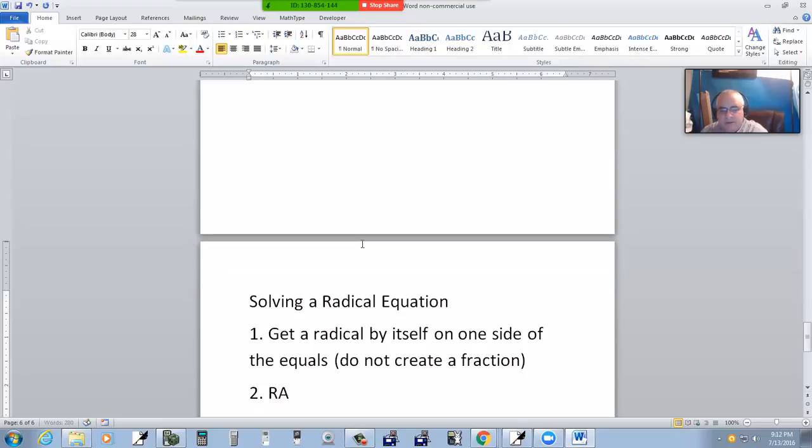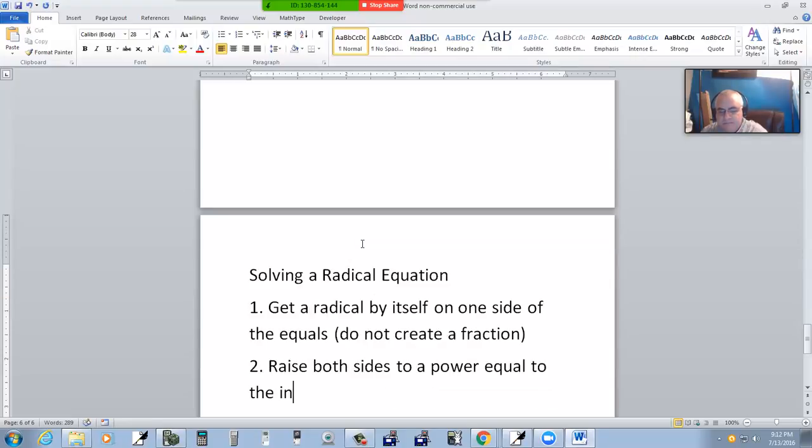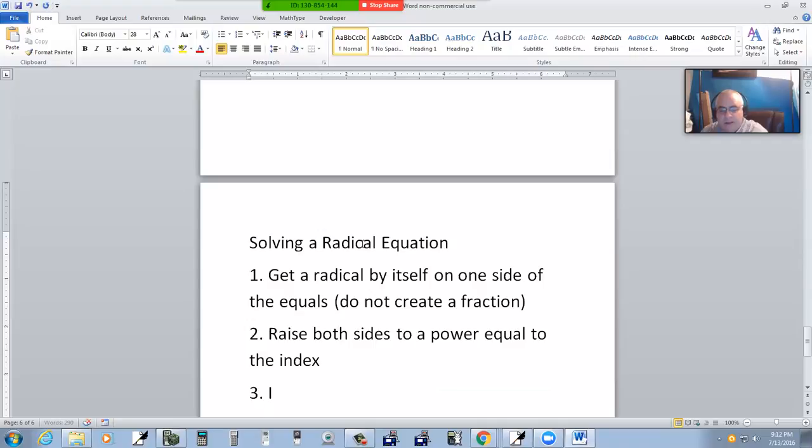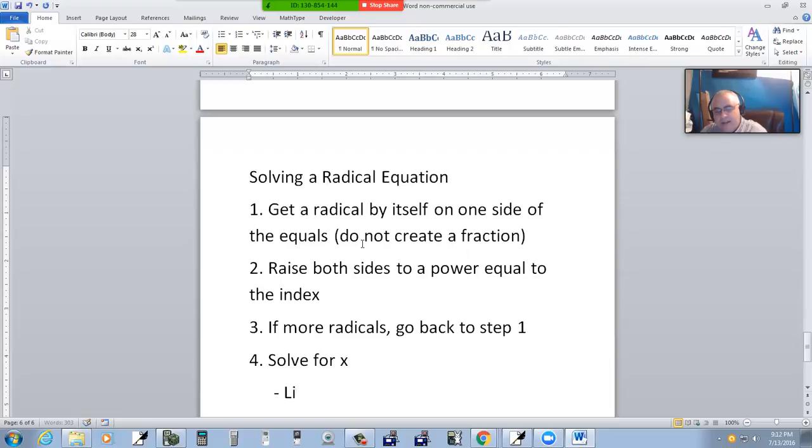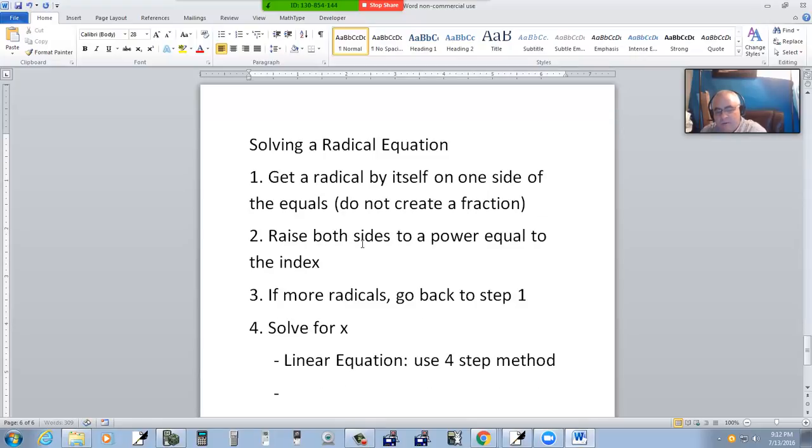Step 2 is raise both sides to a power equal to the index. Step 3, if more radicals, go back to step 1. Step 4 is solve for x. And at this point, you might have a linear equation, and we'll use our 4-step method. Or you might have a quadratic equation, and you'll use the zero product property.